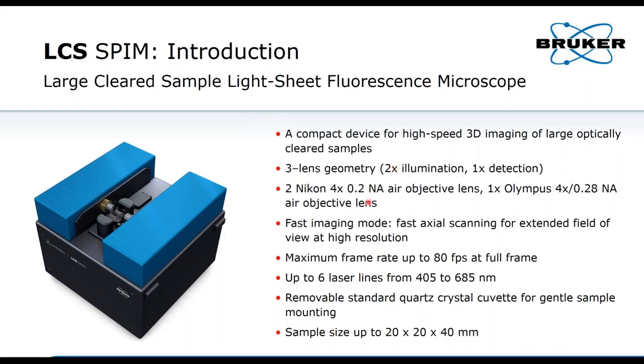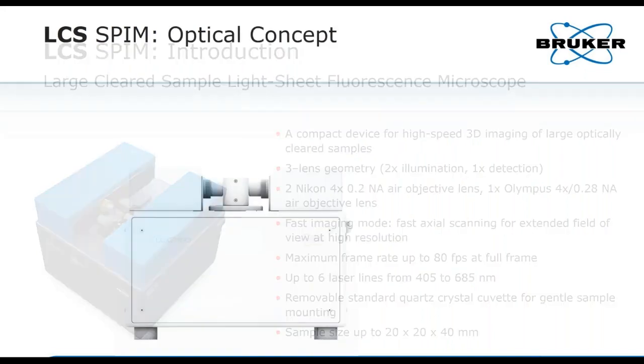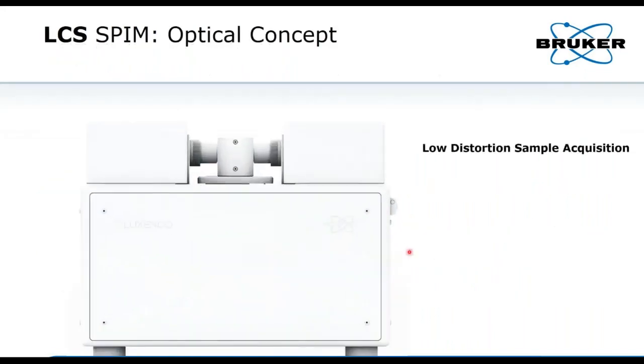Everything else is the same, so we are using CMOS, high sensitivity CMOS cameras for detection of 1 or 2 imaging channels. We can offer up to 6 or 7 laser lines, ranging from 400 to 800 nanometers, and the samples are mounted in a standard quartz crystal cuvette, so that you can very easily swap from one sample to the other without having to clean objective lenses. So this is really a benchtop system that is optimized for high throughput. That is a visualization of the optical concept.